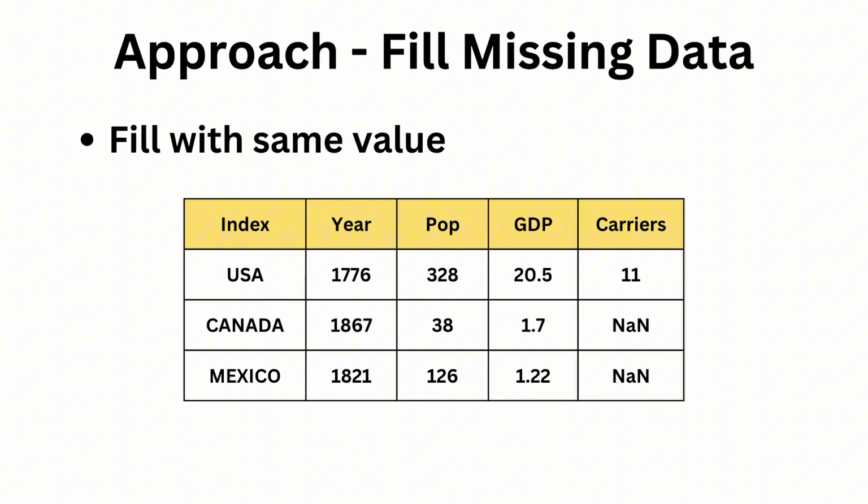So, for example, what if we are filling in missing data where we want to fill with the same value? Here I have a situation for my data set where I have different countries, the year, the population, GDP, and now this other column here is called carriers, and it stands for how many aircraft carriers are present in the country's navy. In this particular case, Canada and Mexico don't have any aircraft carriers in their navy for this particular data set. So instead of filling it in with 0, the data set shows as not a number, as in not relevant because there are no aircraft carriers.